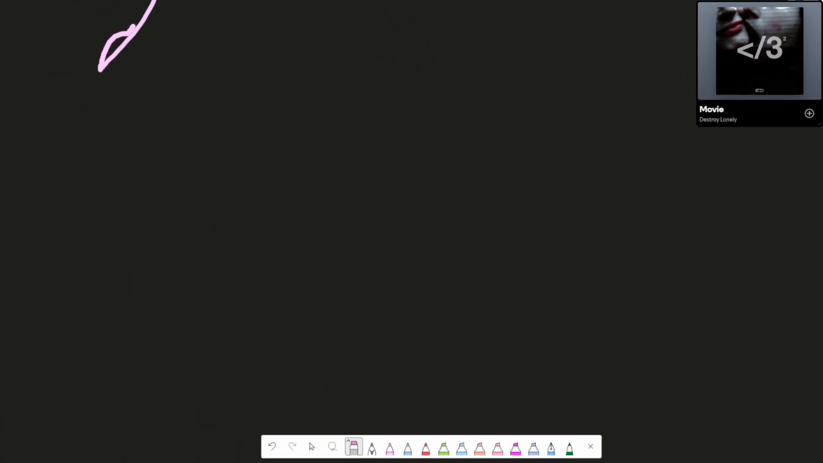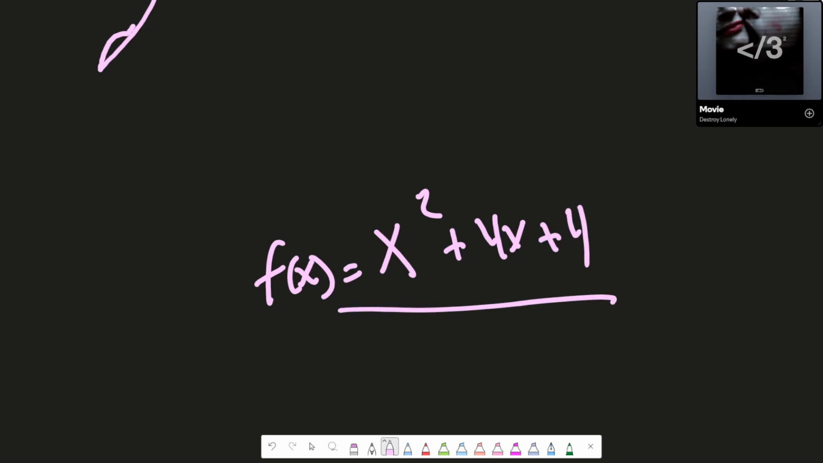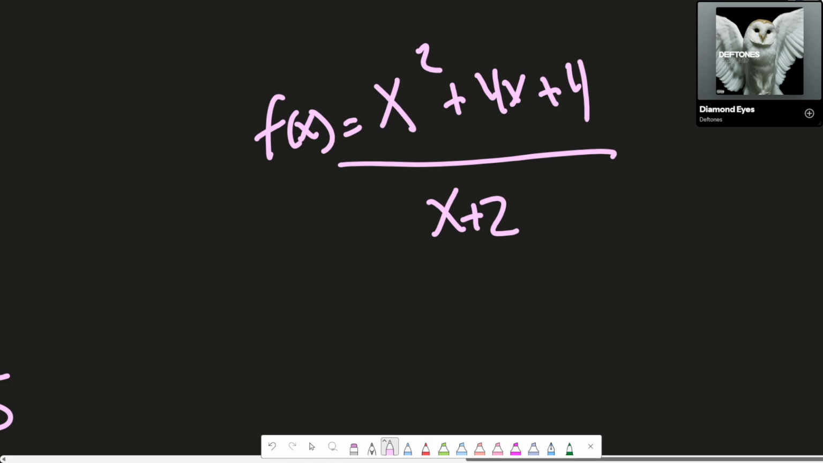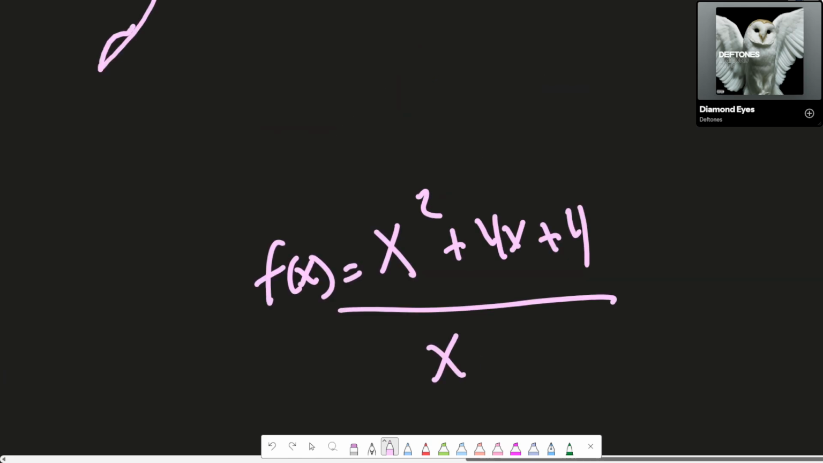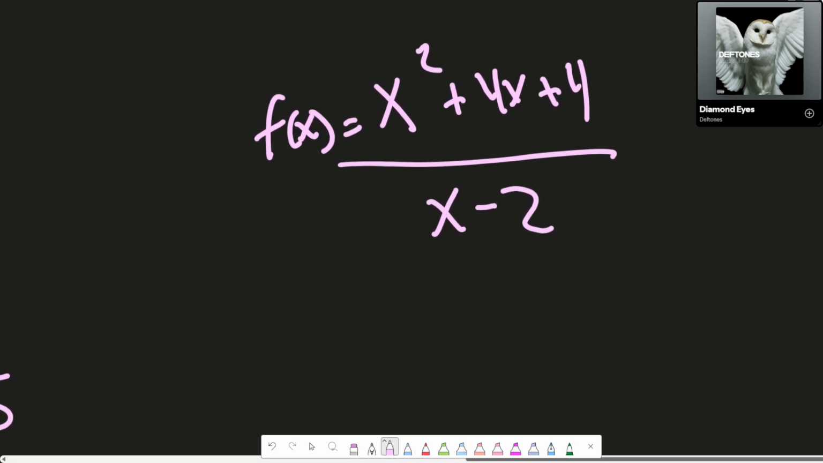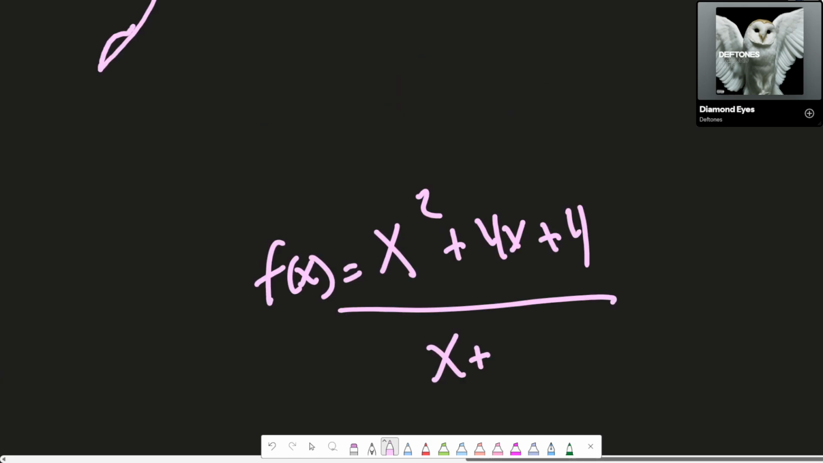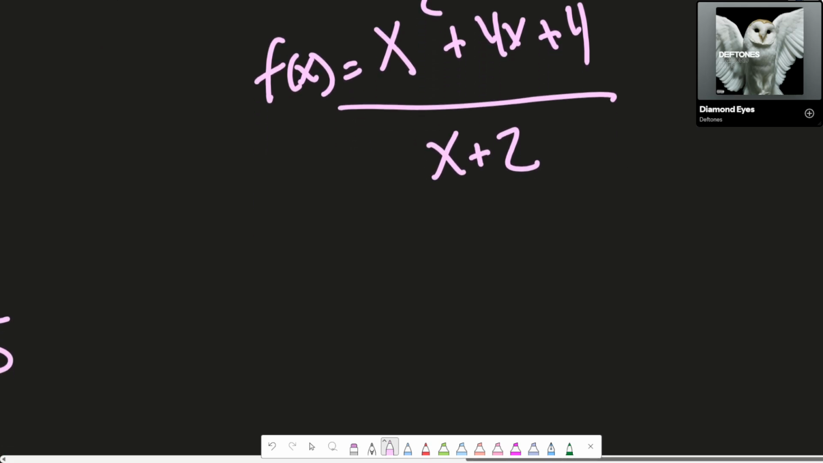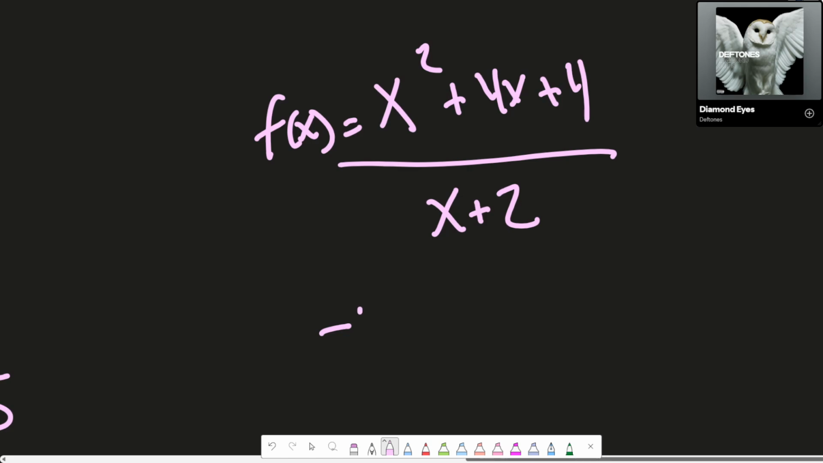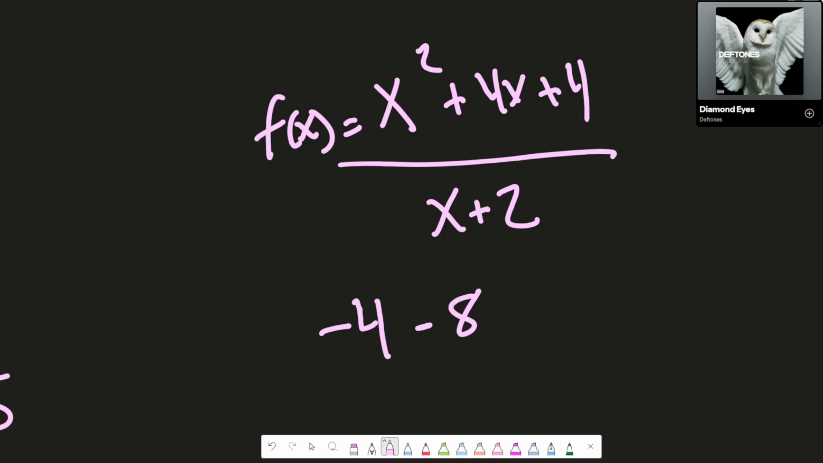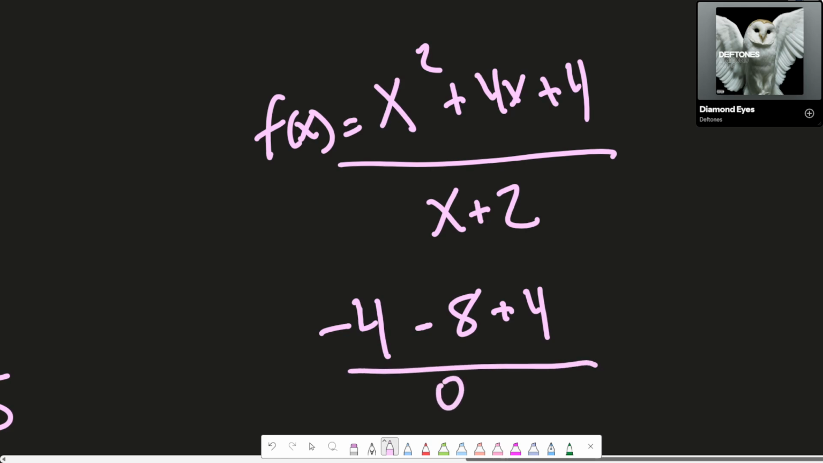And now we can even do that algebraically. Let's try it with this. Let's do f of x equals x squared plus 4x plus 4 over x plus 2. Now, if we were to plug in negative 2 into f of x, we would get 4 minus 8 plus 4, all over 0, which does not exist. Therefore, we can't really understand what the y value would be at negative 2.